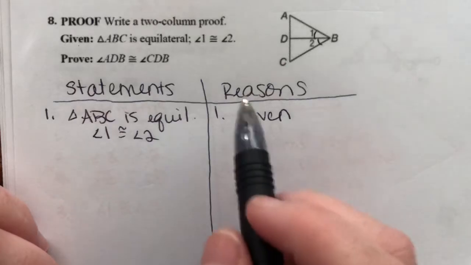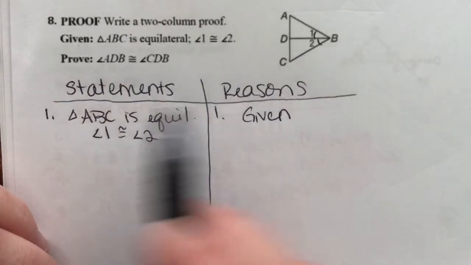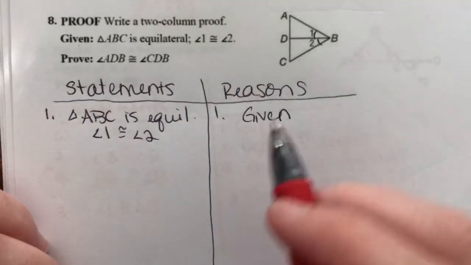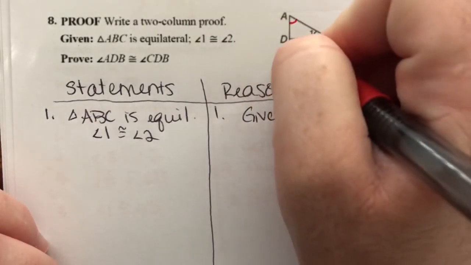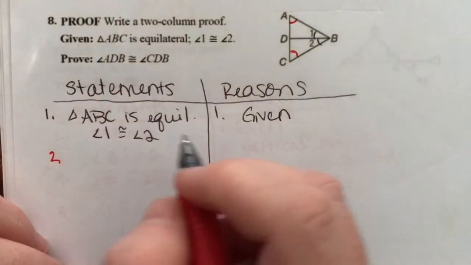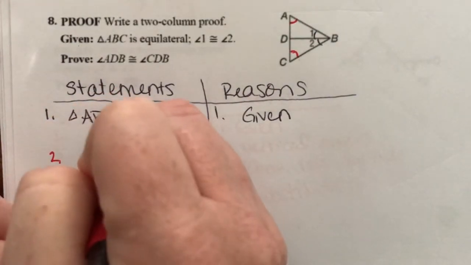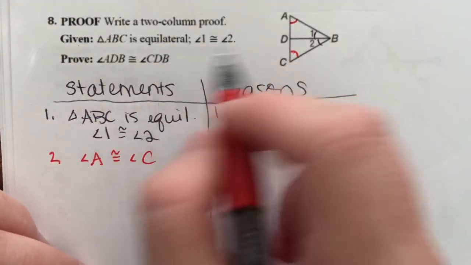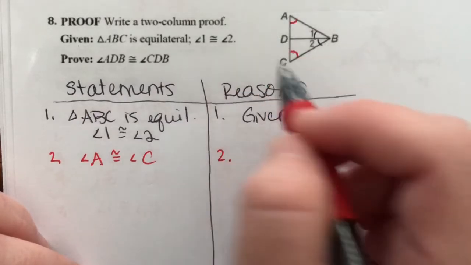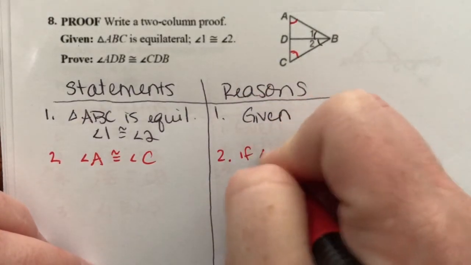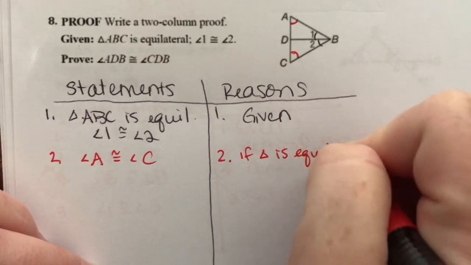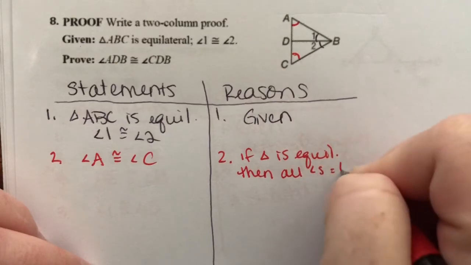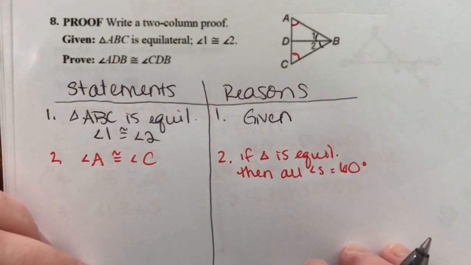In line 2, I can say that because this is an equilateral triangle, I can say angles A and C are congruent. I'm gonna do it in a different color here. So in line 2, I can say angle A is congruent to angle C, right? Definition of equilateral triangles. If a triangle is equilateral, then it's equiangular, then all angles equal 60 degrees. So all the angles are the same as well.